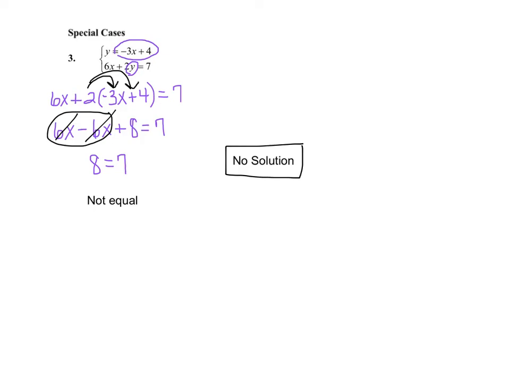Let's look at another special case of system of equations. So in number 4, it says y equals 3x minus 6, and then negative 3x plus y equals negative 6. Our first step is we want to substitute this expression, 3x minus 6, in for our y value. So let's rewrite our second equation, replacing our y. So negative 3x plus 3x minus 6 equals negative 6.